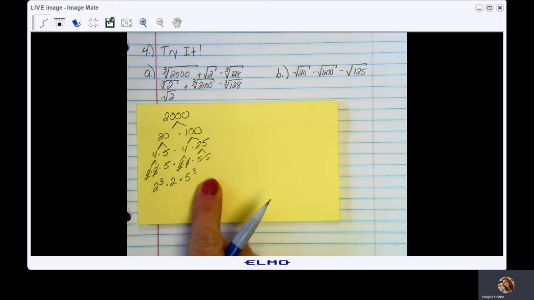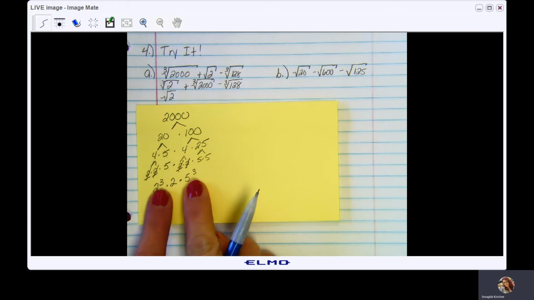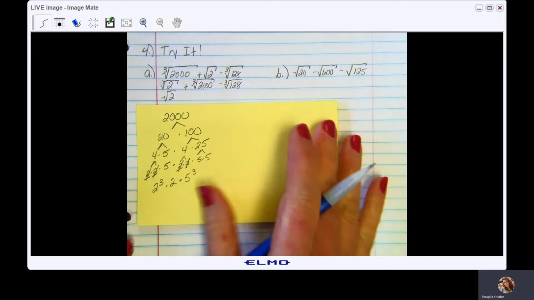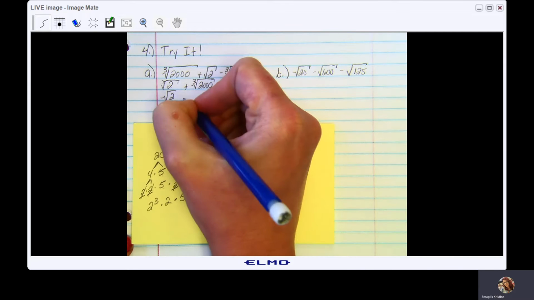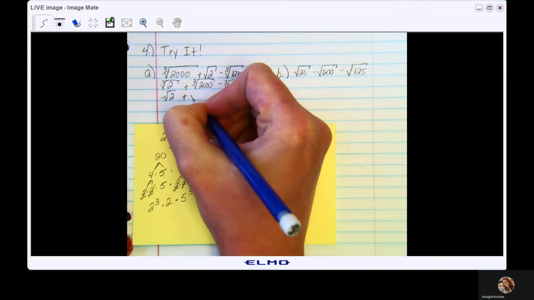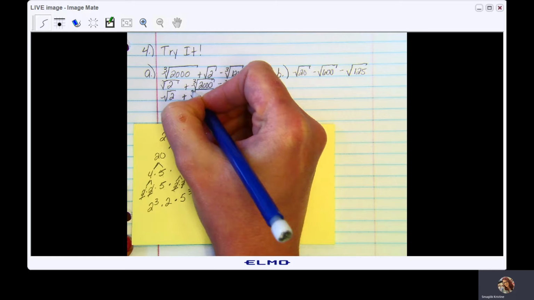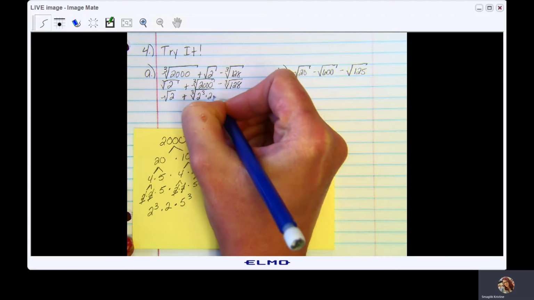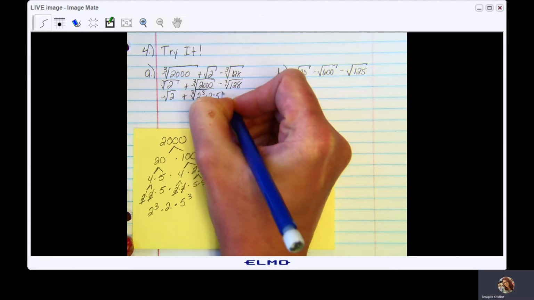And I know when I go to simplify that radical, because I have these exponents of 3, these 2 bases are going to be able to leave the radical. So let's write that in. We've got plus the cube root of 2 to the 3rd times 2 times 5 to the 3rd.